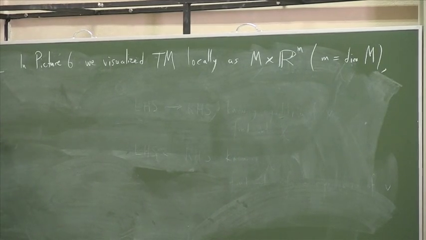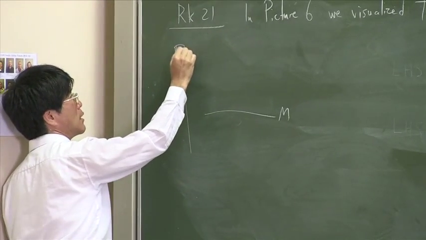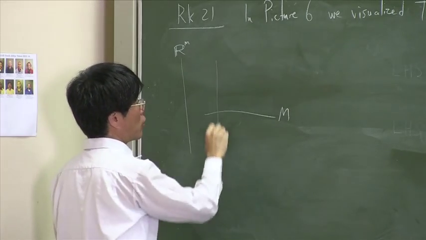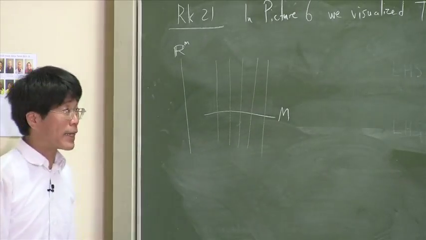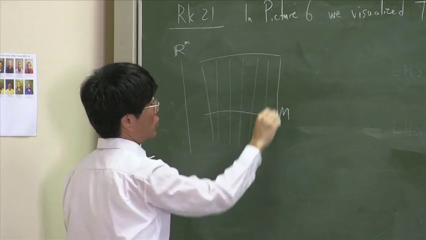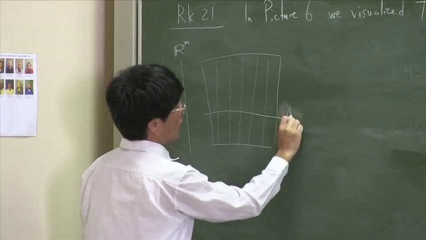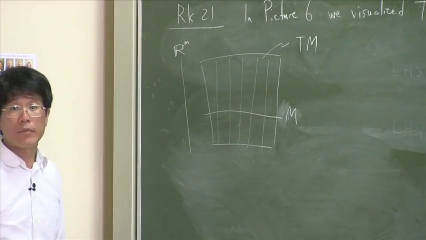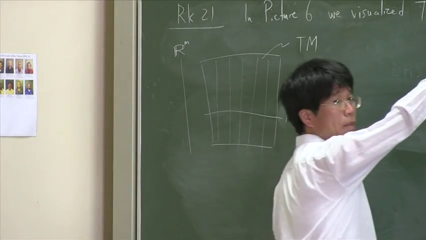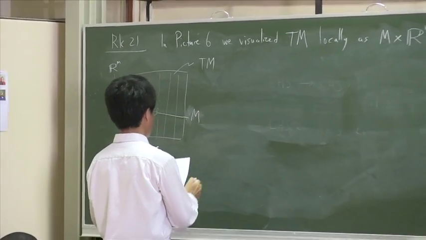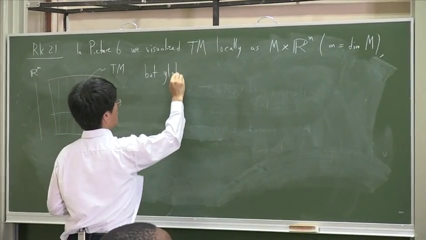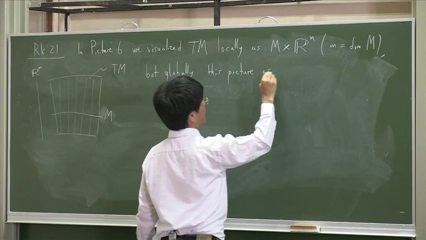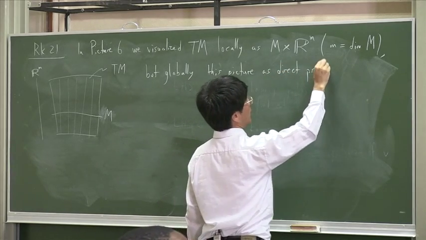So the picture was, we drew M, and then we somehow imagined that you had a vertical direction R^m, a vector space, and then at each point of M, we attached a tangent space, which is essentially this, and we saw this kind of picture. And this kind of picture, of course, makes it look like the tangent bundle looks like the direct product of M and R^m. Right? But this picture is correct only locally. There do exist cases, in fact, typically it is the case that globally, this picture as a direct product or Cartesian product may be wrong.